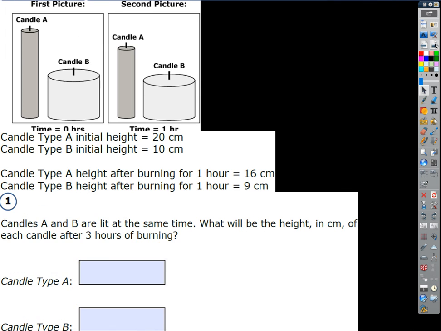Okay, so the question being asked is, if they're lit at the same time, what will be the height in centimeters of each candle after 3 hours of burning? Okay? There are a couple ways we could do this. We could do this the algebra way, right?